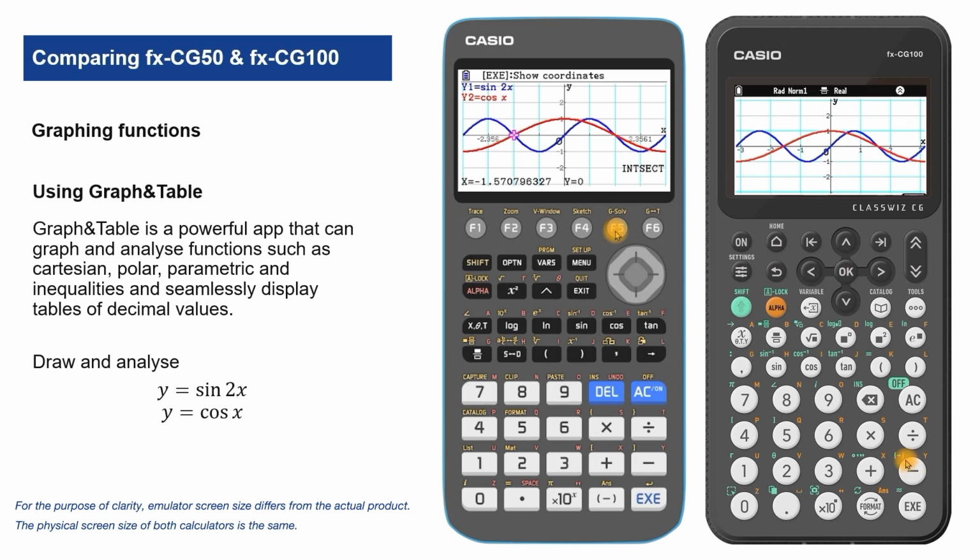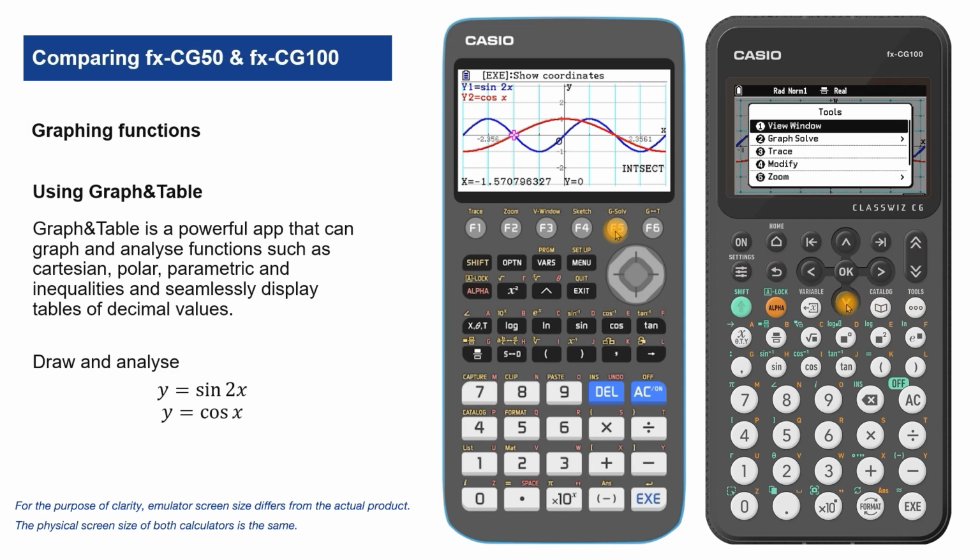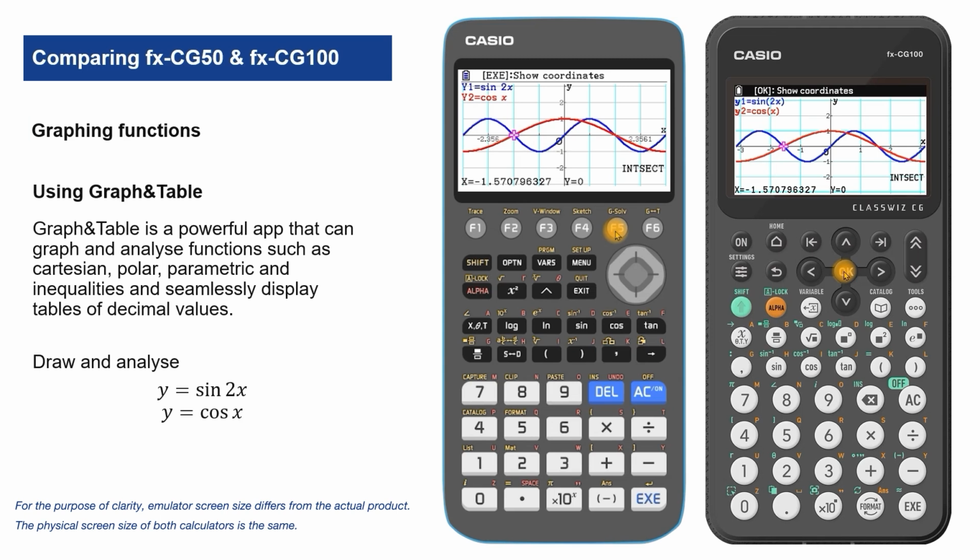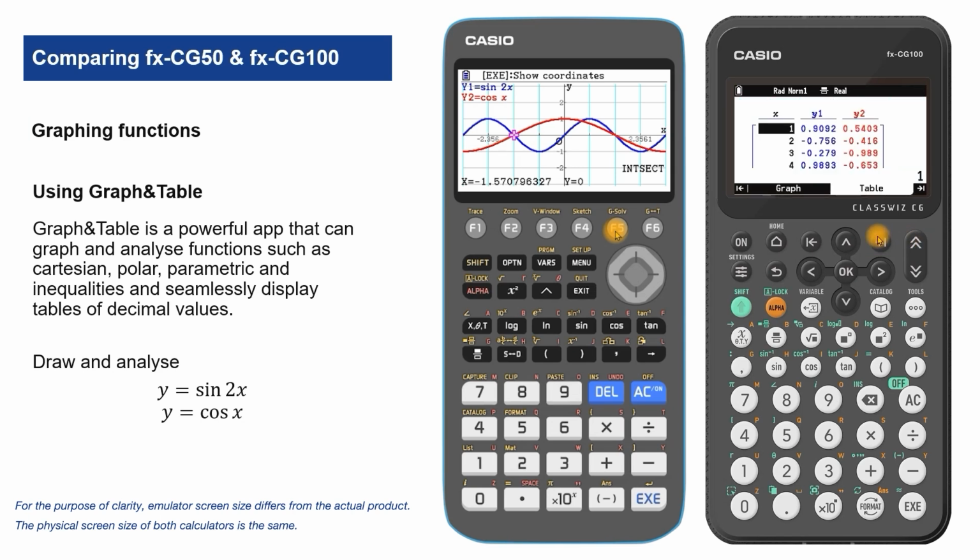Analysis is performed now using Tools, which lists the same functionality as the fx-CG50 F keys. Select Graph Solve to view the analysis menu. To view a table, go back and page scroll up to show the tabs. Tab Right and the table is populated with a default range of values for both functions.